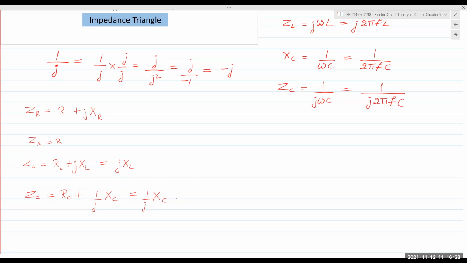But the point is that ZL is JXL, ZC is 1 over JXC. Okay, impedance of an inductor and capacitor is basically the reactance or the imaginary reactance. The reactance is the impedance without the J representation.